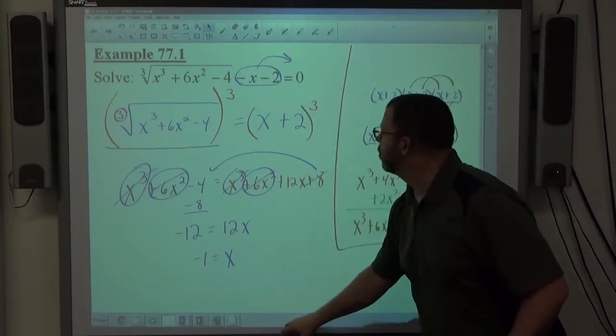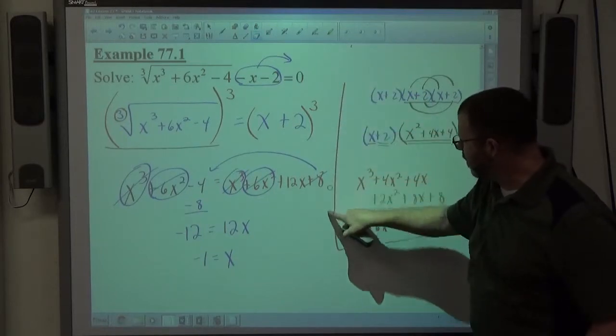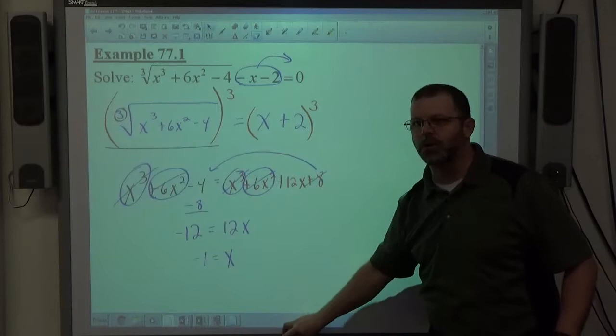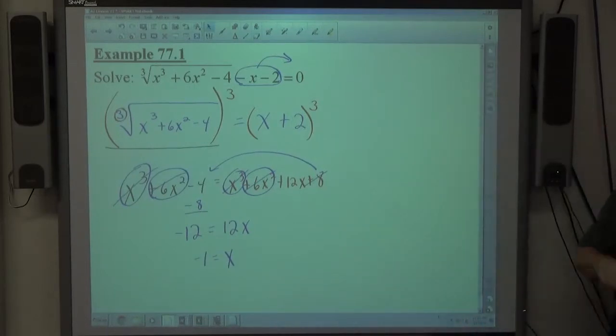Now with these radical equations, as always, that does not necessarily mean it's the right answer. That means of all the answers in all the world that could possibly be the right answer, that's the only one that's allowed to be it. Okay? And if it works, that's great. If it doesn't work, we throw it out and put the empty set.